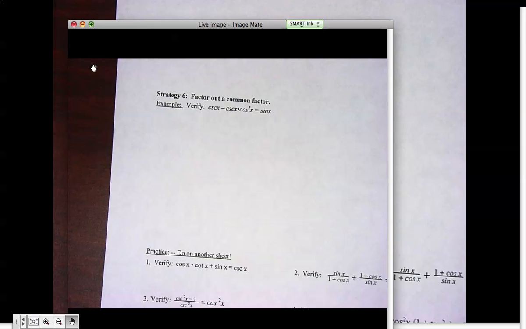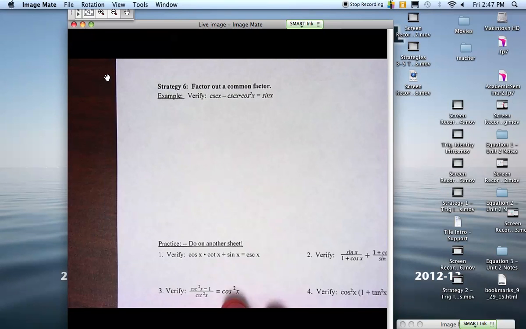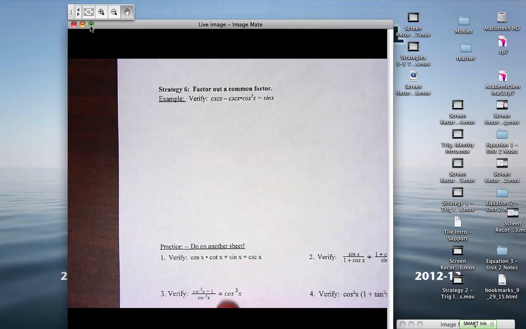As well. And so, I don't know what's going on with my screen here. Let's try that once more.